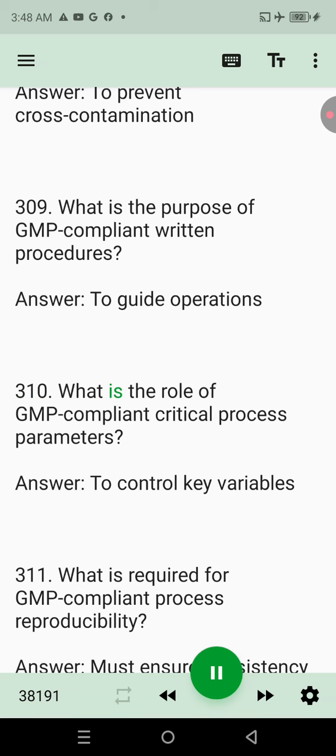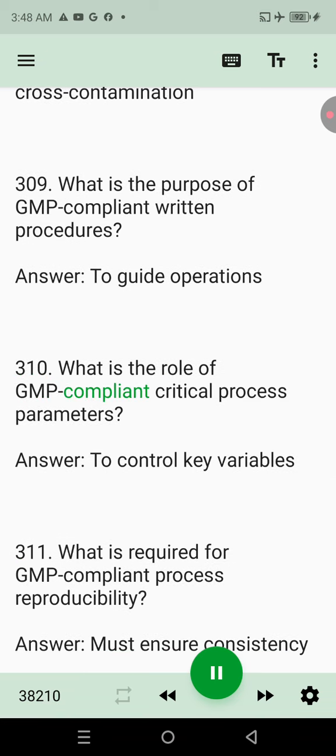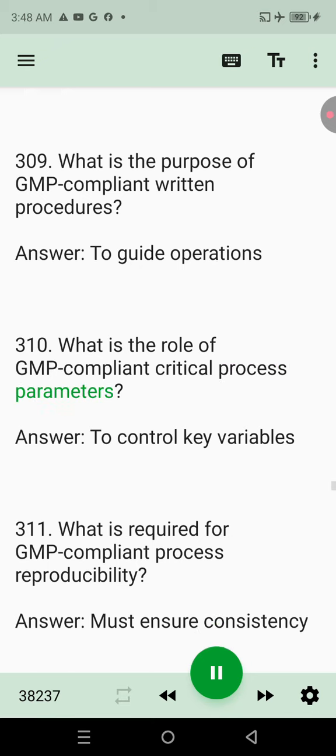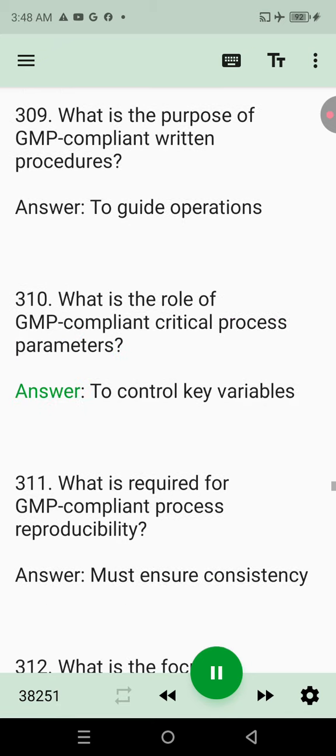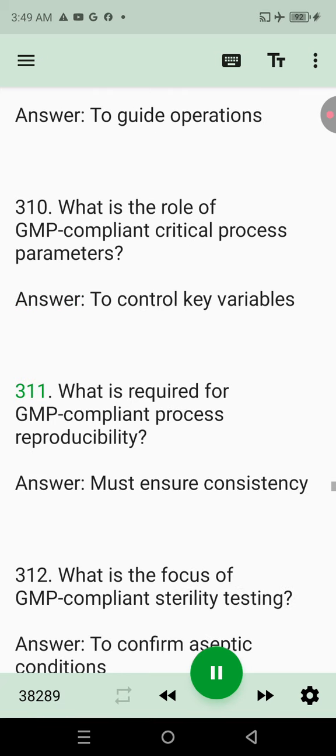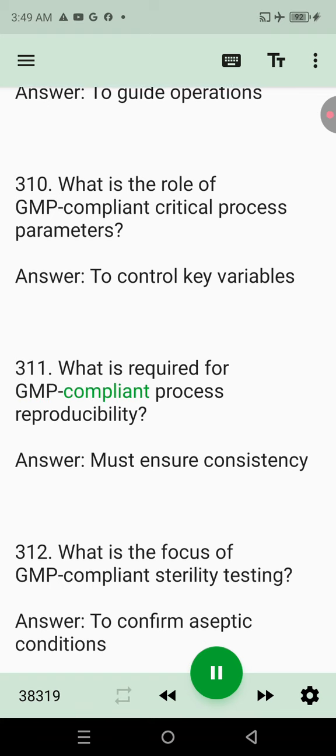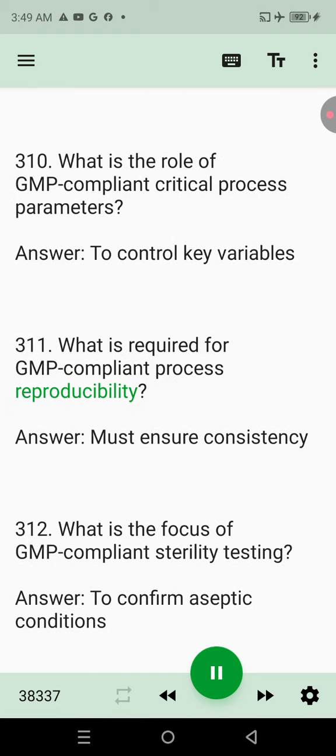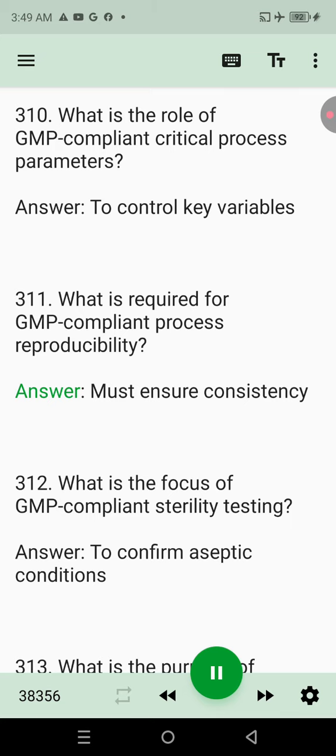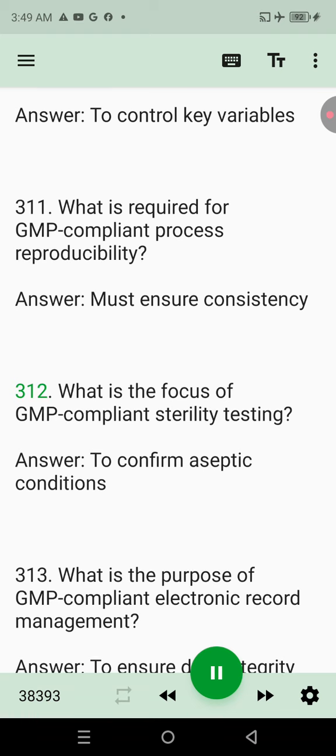310. What is the role of GMP-compliant critical process parameters? Answer: to control key variables. 311. What is required for GMP-compliant process reproducibility? Answer: must ensure consistency.